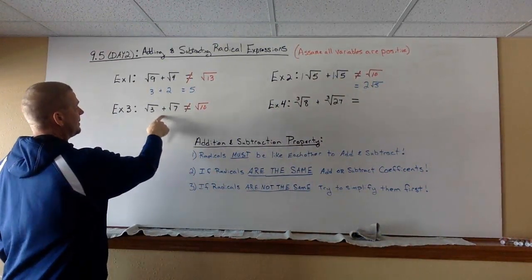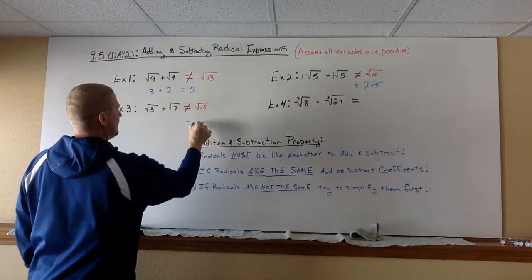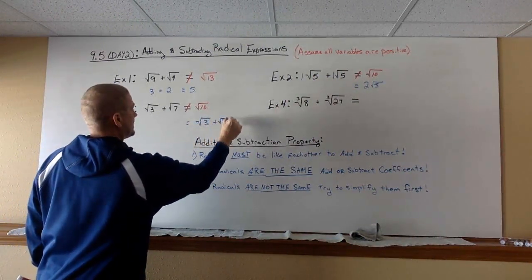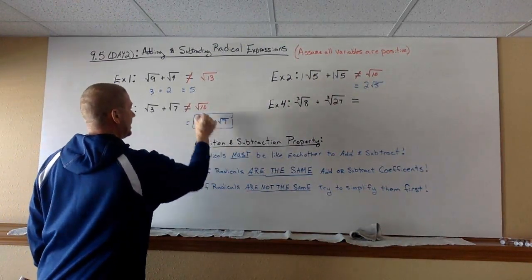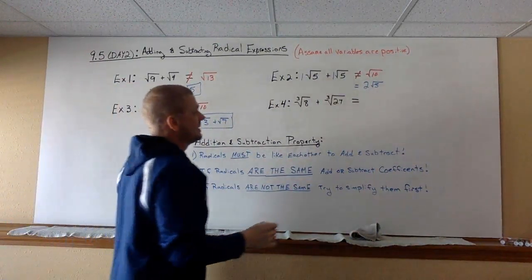So what does the square root of 3 plus the square root of 7 equal? Well, it equals the square root of 3 plus the square root of 7. There's absolutely nothing I can do with it. I can't add those numbers together.